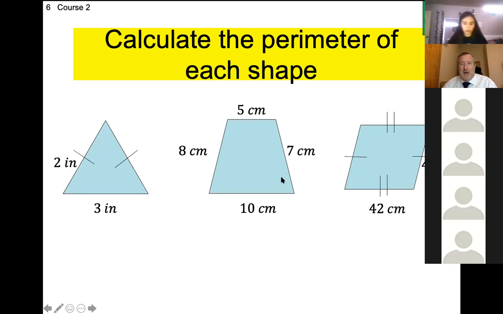Okay. All right, so on your own, I'll give you about a minute to do these calculations. Calculate the perimeter of all 3 shapes. So we've got a triangle, a trapezoid, and a quadrilateral. Calculate the perimeter of all 3 shapes.